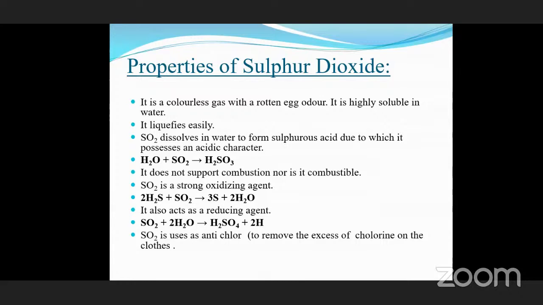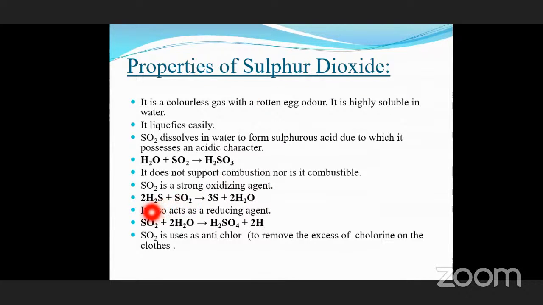Already I mentioned here, water reacts with sulfur dioxide to form H2SO3. That is sulfurous acid. Then next point, it does not support combustion, nor is it combustible. It cannot support combustion type reactions. Then SO2 is also a strong oxidizing agent.